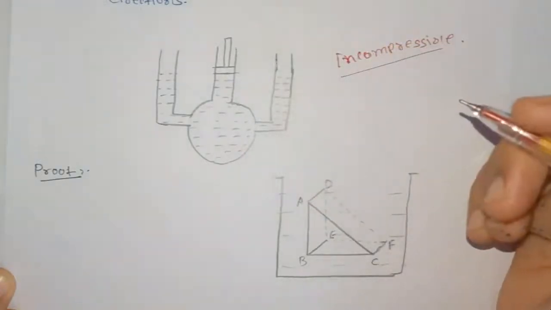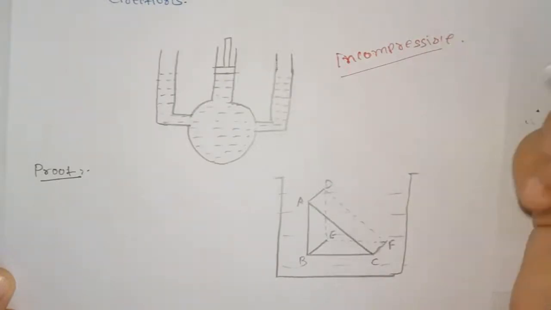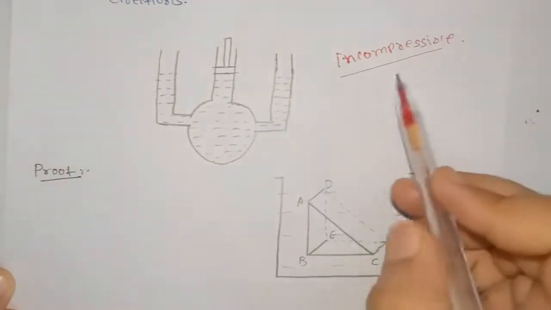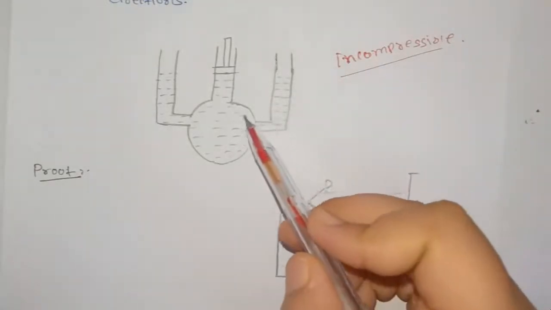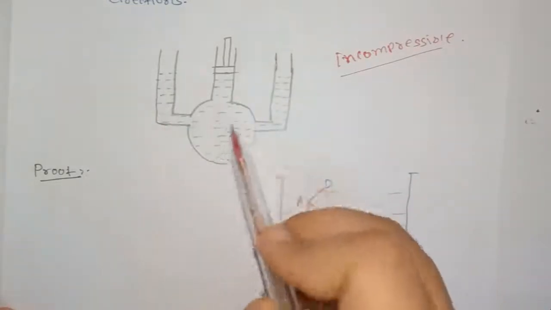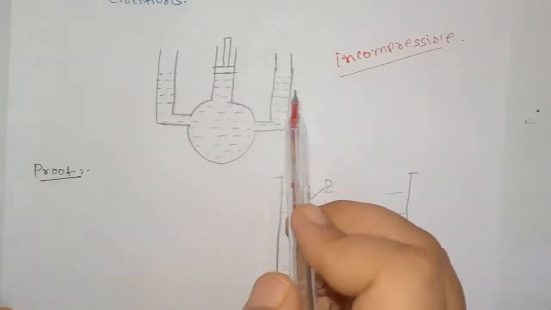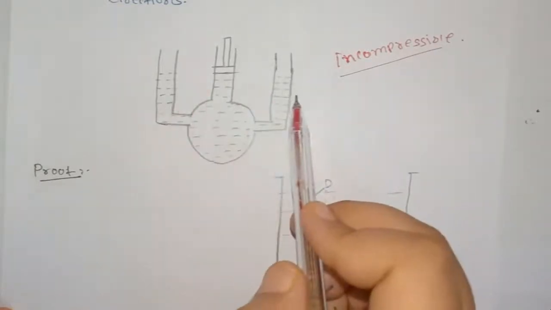Whenever you apply force, its density will not change. It will start suddenly moving due to the application of that force. So such incompressible liquid is kept in this container. There are three outlets we can see. The diameters of these two outlets are same. Diameters and length are same.